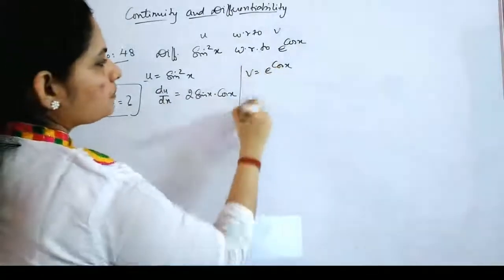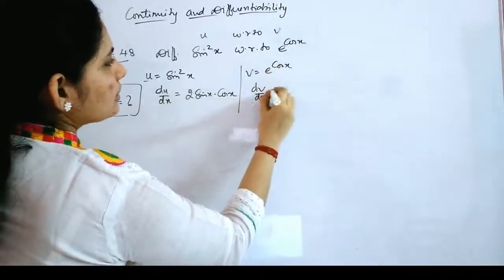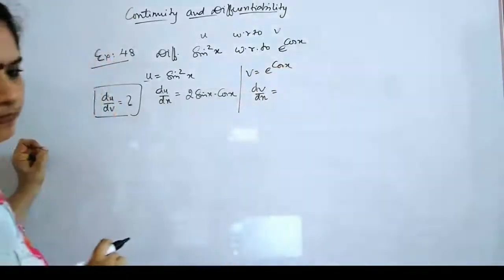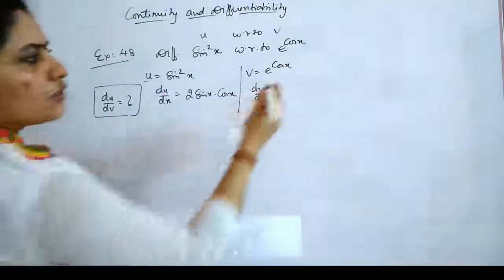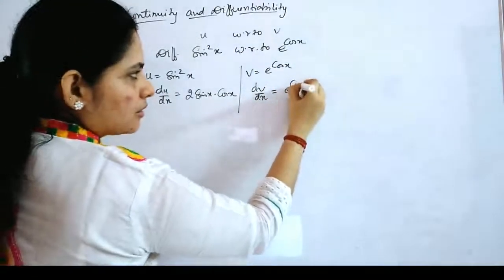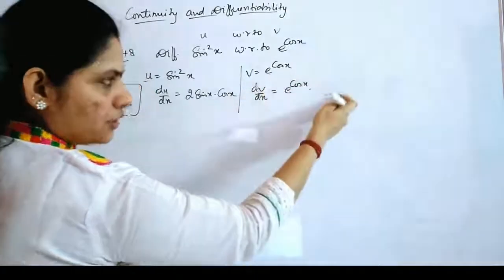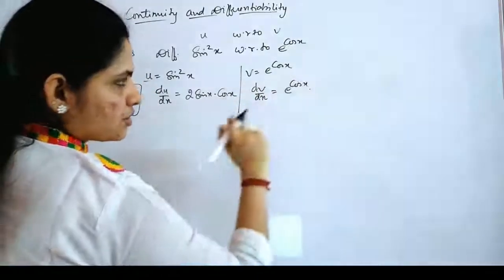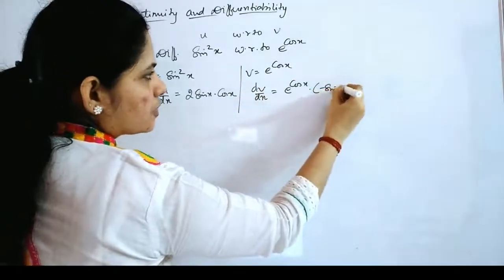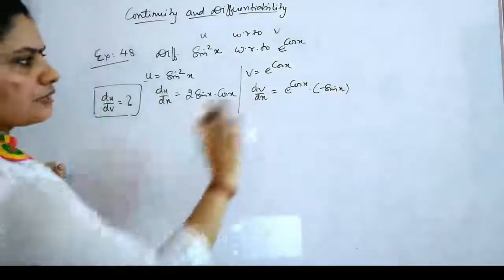Now you go for your dv by dx. v is e raised to cos x. So e raised to anything will give you e raised to that. If it is not x, you have to differentiate it. That is, the derivative of cos x also you have to write. So you will get the derivative of cos x, minus sin x. So this is your dv by dx.